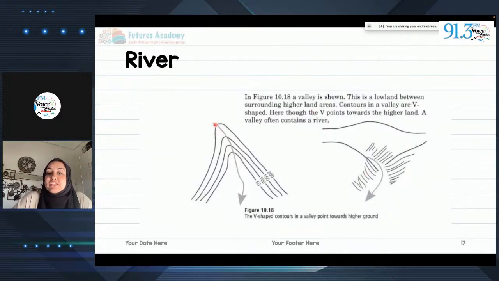So a river always flows from a higher point to a lower point, and we can see that from the contour lines. So this particular contour line here is 200, but as we're going down, you can see that it eventually gets to 50, which is around here.